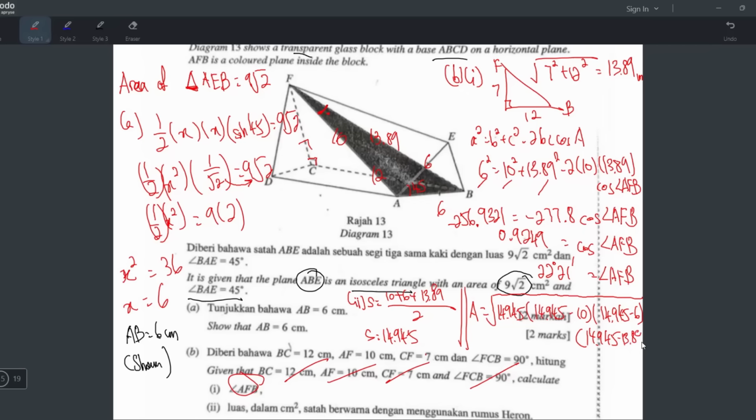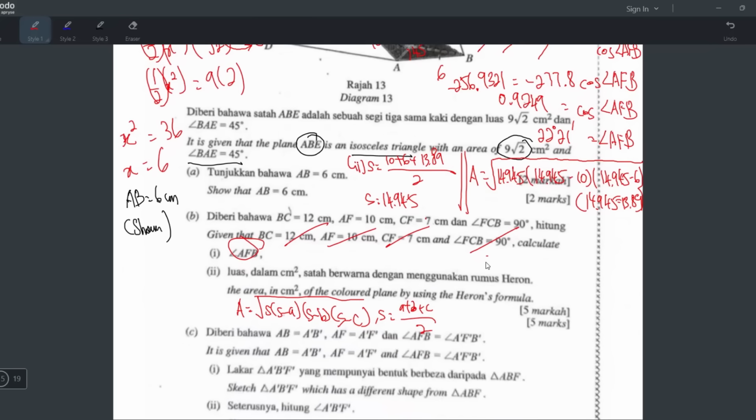Alright, you can see I don't have enough space. That's why I write down here, but this one is supposed to be written here. Now we just press all this in the calculator and you get the answer. I will straight away write the final answer: 26.41 cm square. You can just use your calculator. This one, nothing for me to teach.